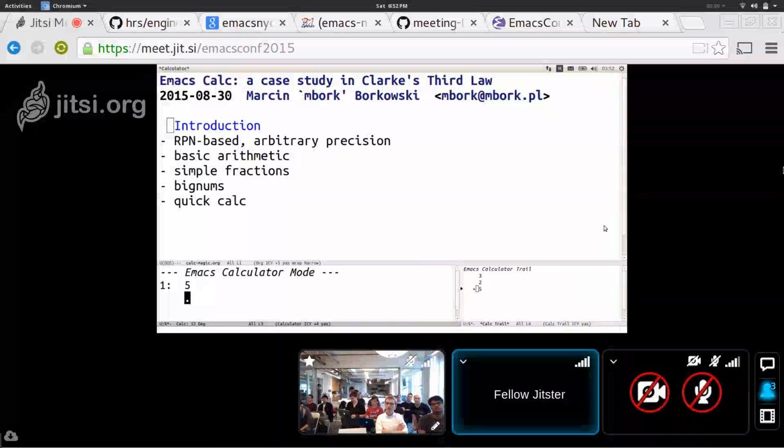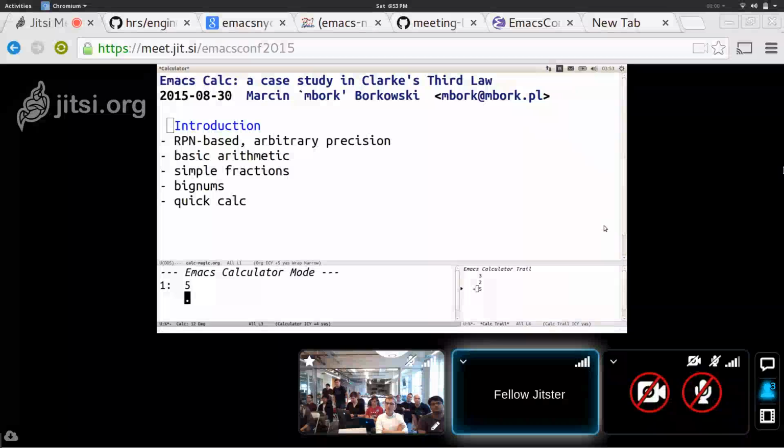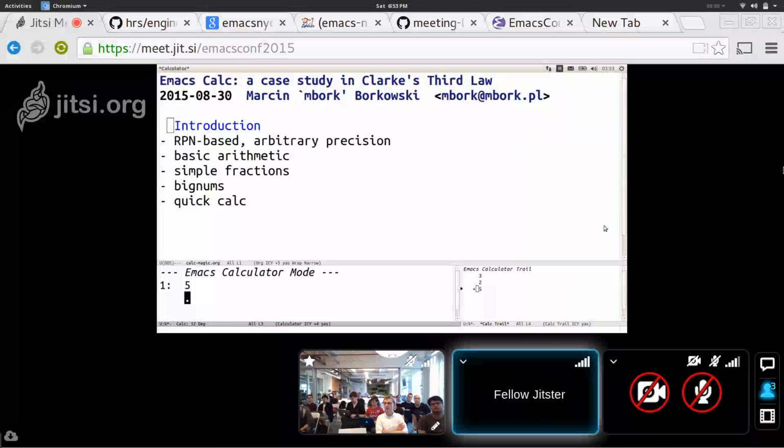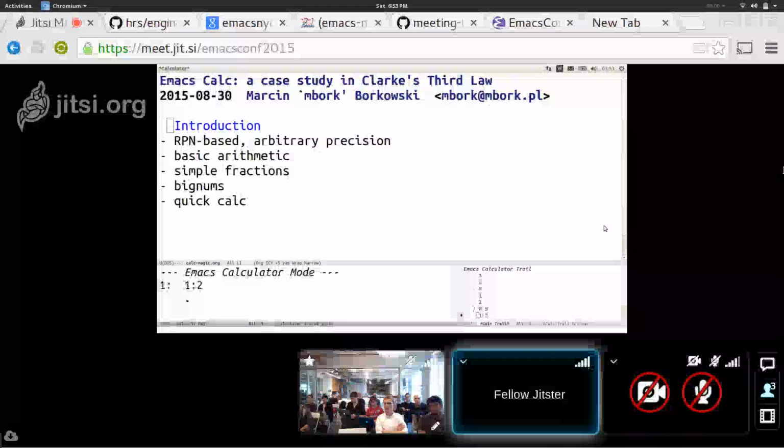For instance, it can calculate using simple fractions. So you can do things like that. You can just divide 1 by 2. You got 0.5. But you can also enter 1 colon 2, which is a simple fraction. You can also use arbitrary precision, both in terms of decimal places and in terms of really big numbers.